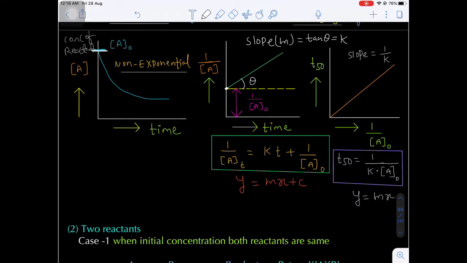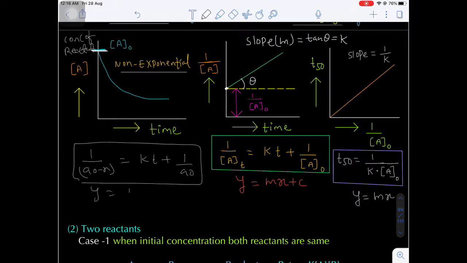We know here that 1 by (A0 minus x), the reciprocal of the concentration of reactant at time T, is equal to 1 by A naught plus K into T. This expression is in the form y equals mx plus C. On the y-axis we have 1 by concentration of reactant at time T, and on the x-axis, time taken. So the slope of the straight line will be K, and the intercept on the y-axis is 1 by A naught.